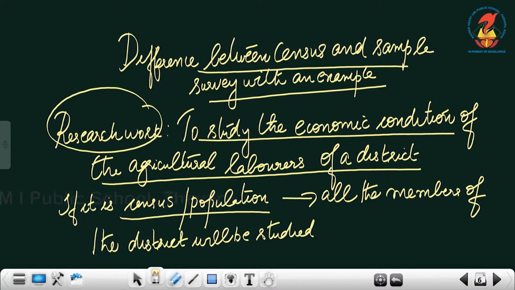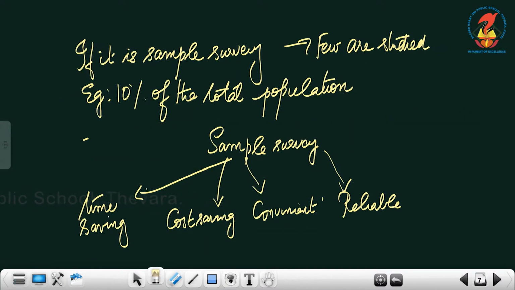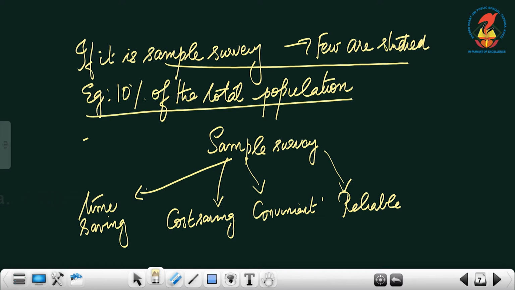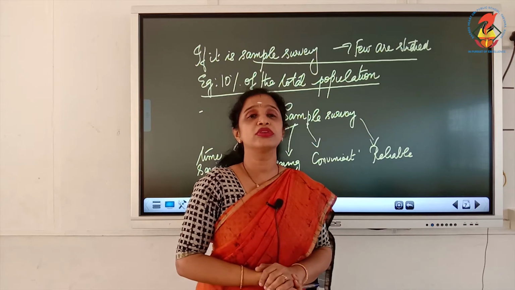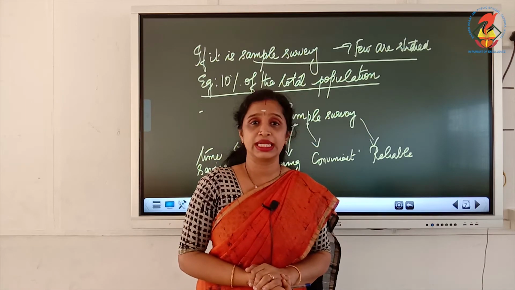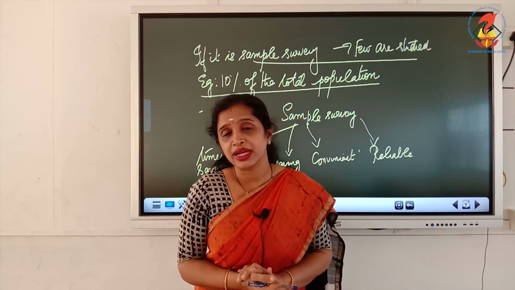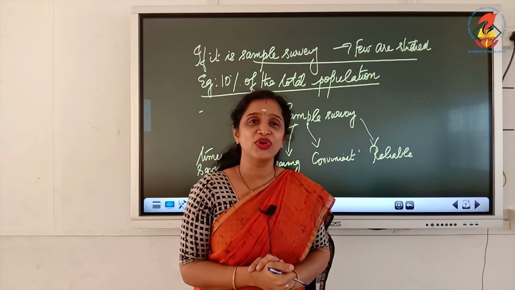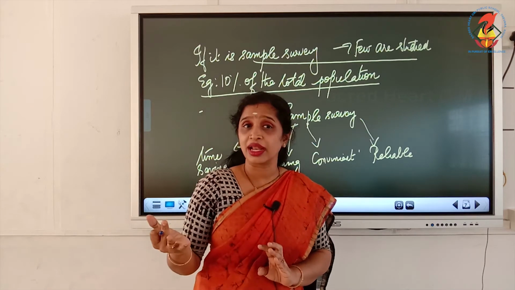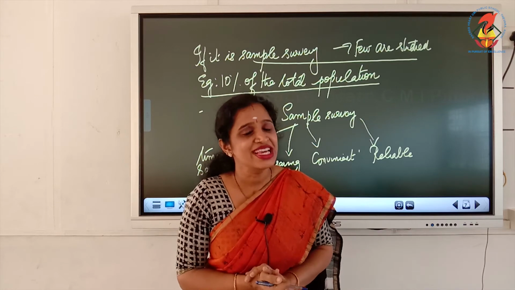But whereas if it is a sample survey, what will you do? Only a few are studied. That means 10% of the total population will be studied. So, out of the total agricultural labours in the district, 10% of the agricultural labours will be selected for study. How do we select? That is what we are going to learn next.